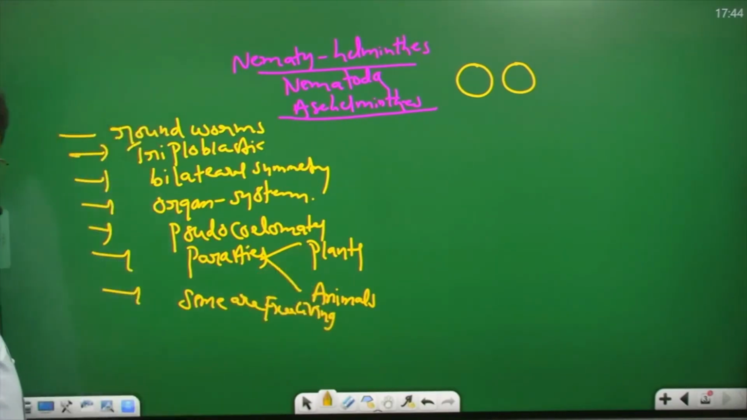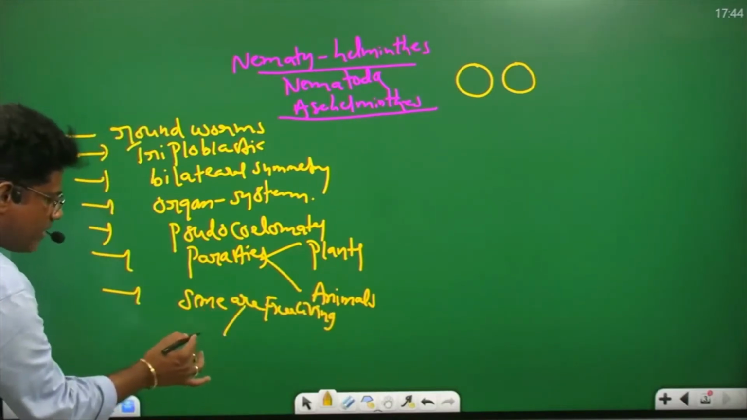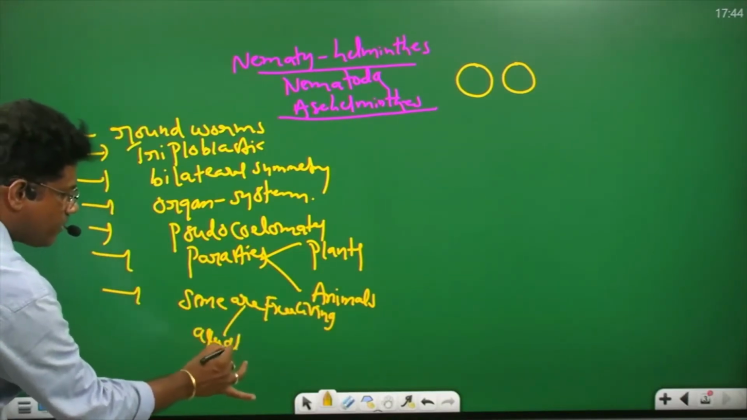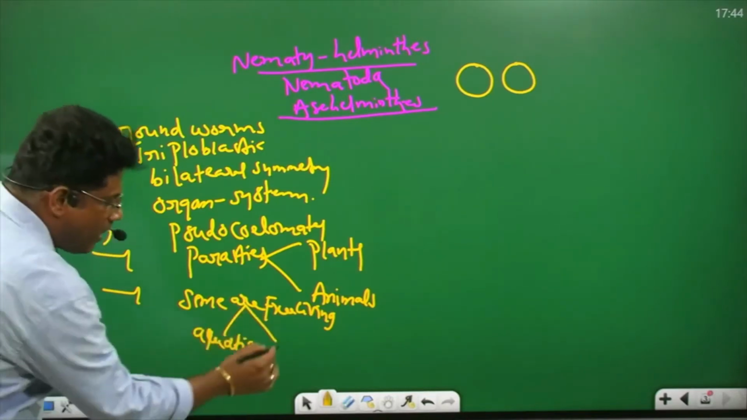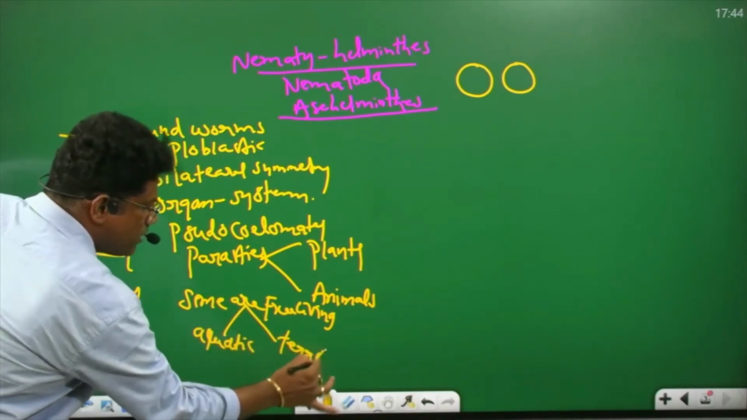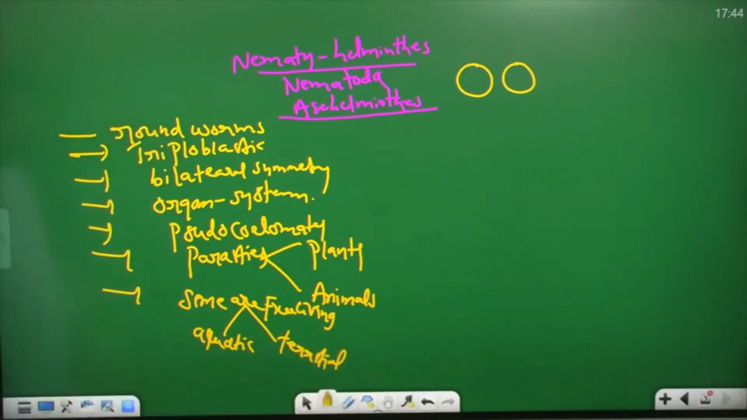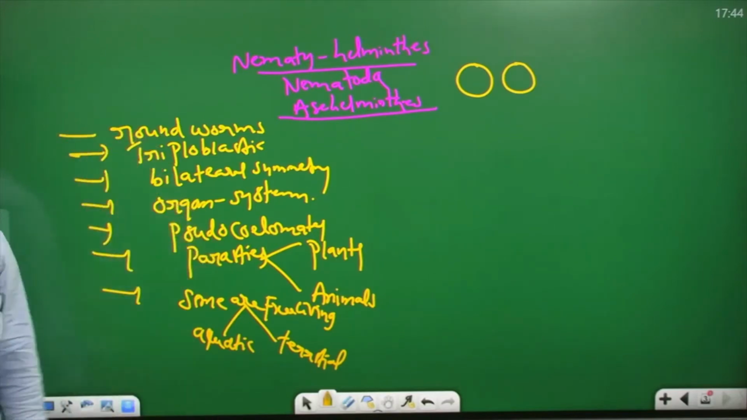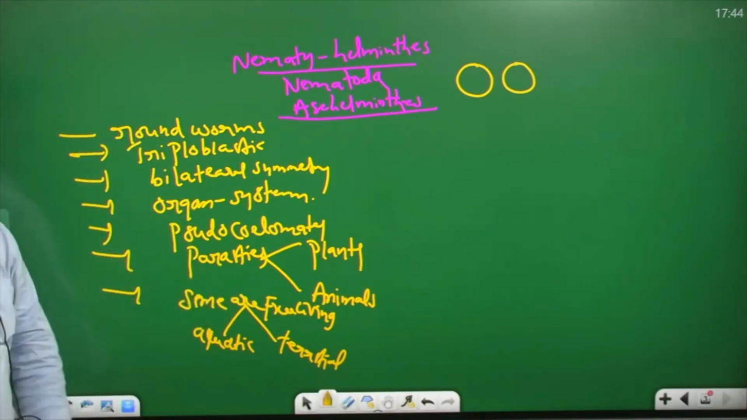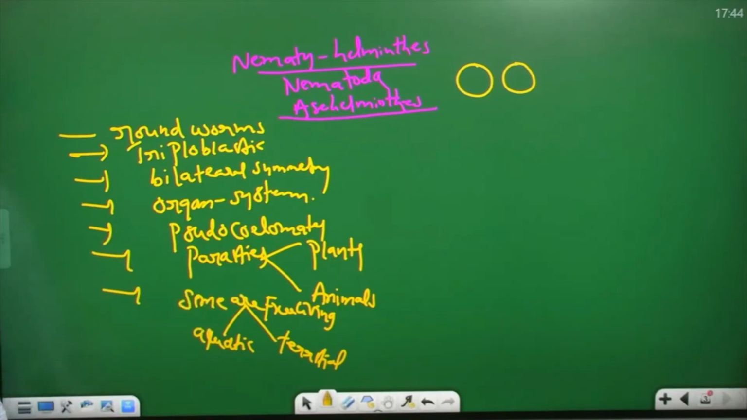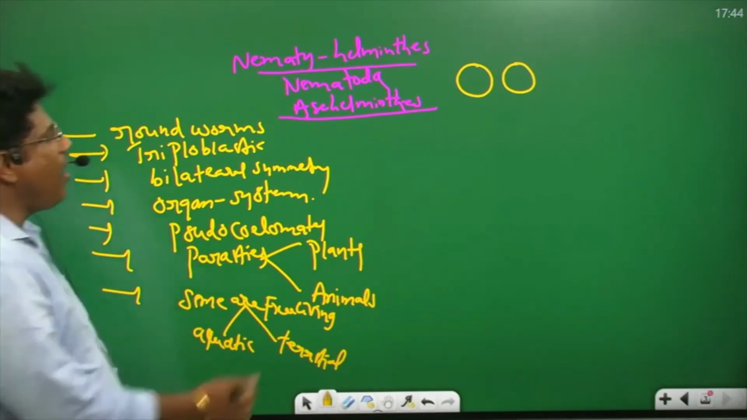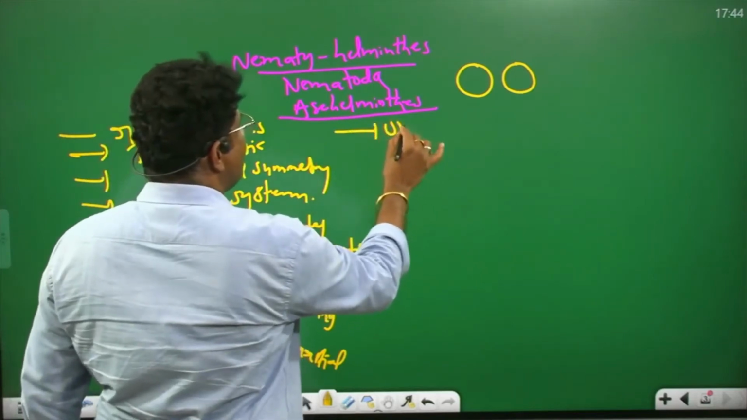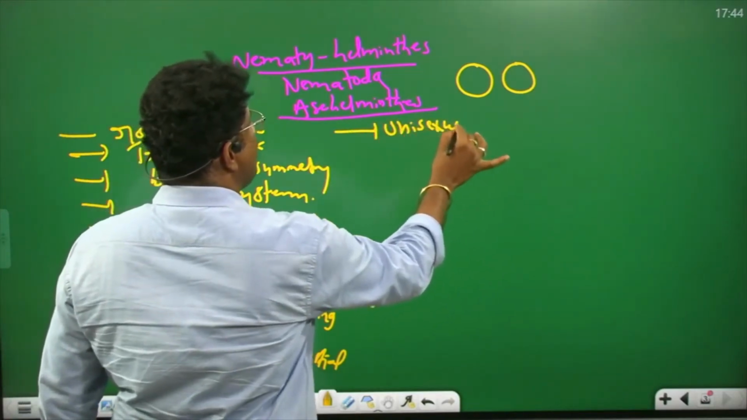Free living organisms means some organisms live in the water, called aquatic. Some live on land, called terrestrial. Mostly parasites exhibit parasitism on plants and animals. Some are free living. Free living means which live in the water, aquatic. Some live on land, called what? Terrestrial. Any doubt? They are unisexual. Listen here, they are unisexual.